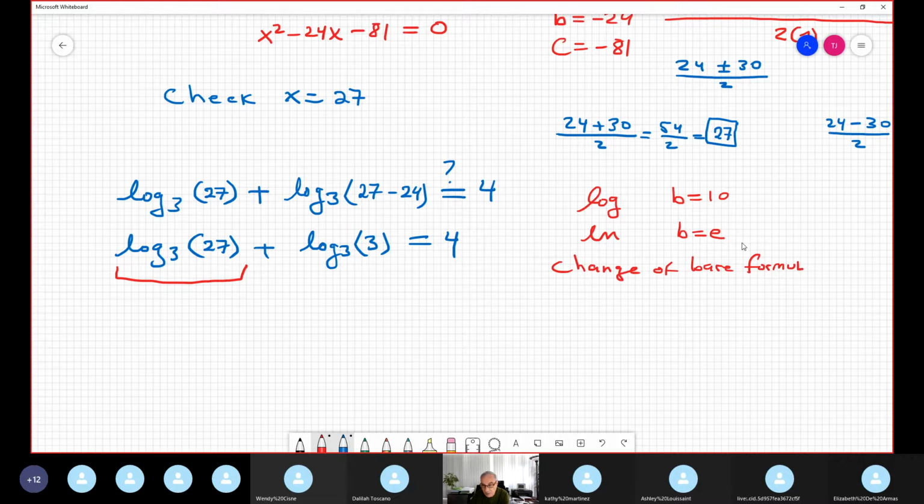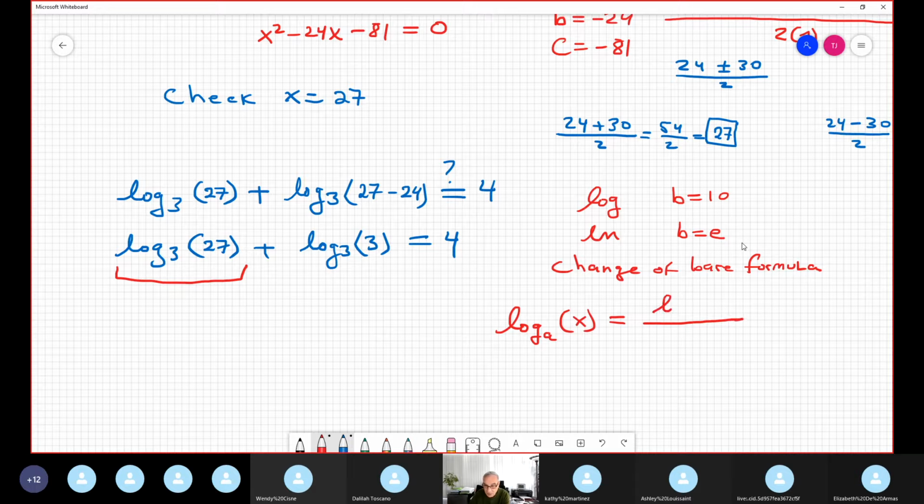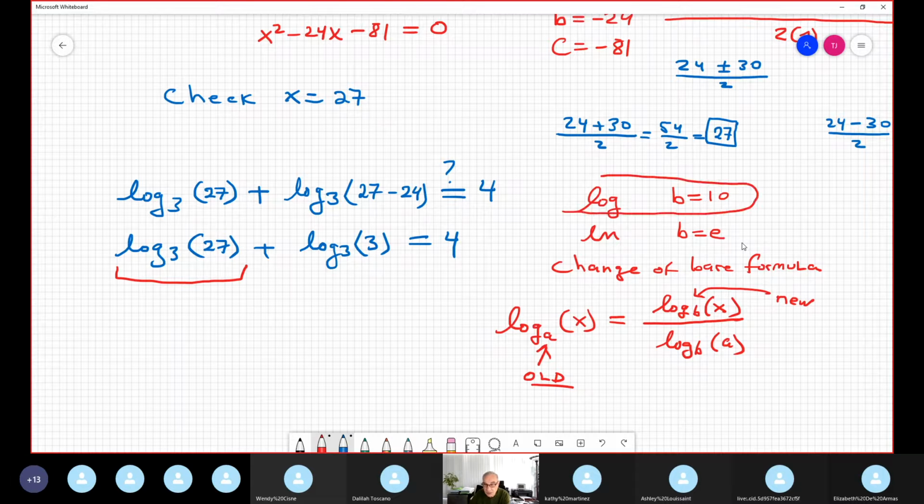Property number A. This formula says the logarithm of any base of a number or expression is equal to a division: logarithm base B of the same number or expression divided by logarithm base B of A. Who is A? A is the old base, so the base is given. And what is B? B is the new base. For example, you select the logarithm base 10 that we have available in our calculator.